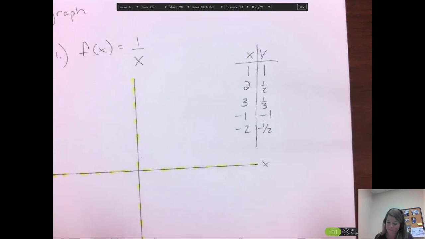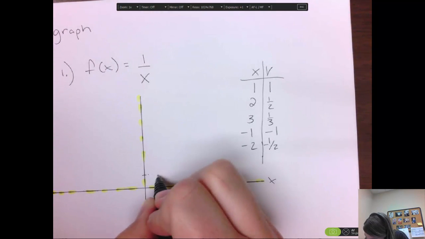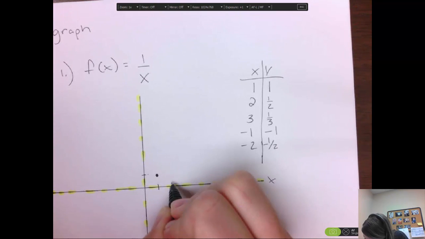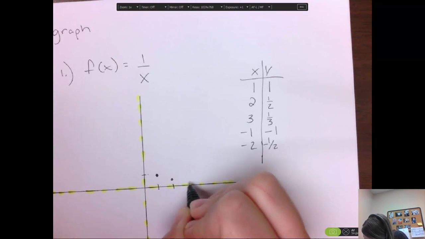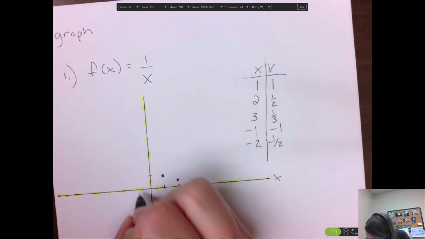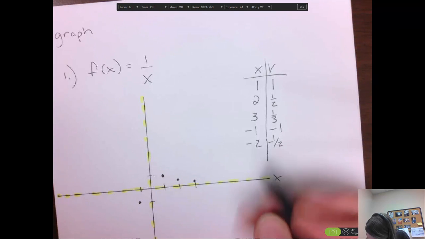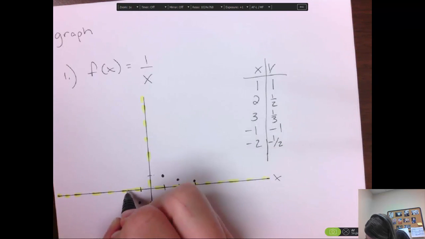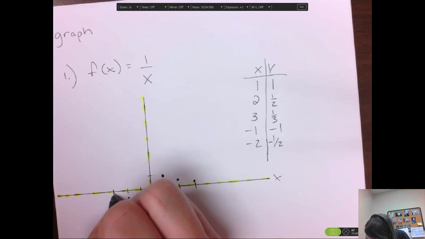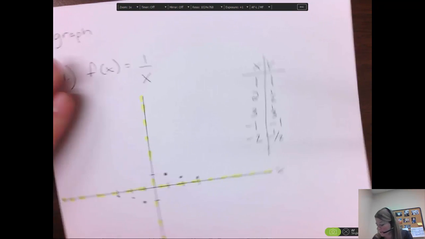And let's graph that kind of idea that we have there so far. So 1, 1 would be here. 2, 1/2 would be here. 3, 1/3 would be here. And then you could get 4 and a fourth, and you could kind of see the pattern. -1, -1 would be about here. And -2, -1/2 would be here. And if we did -3, -1/3, we get that. And you could kind of see the graph. I'd like to see more what it does here, but this is what the graph should look like.